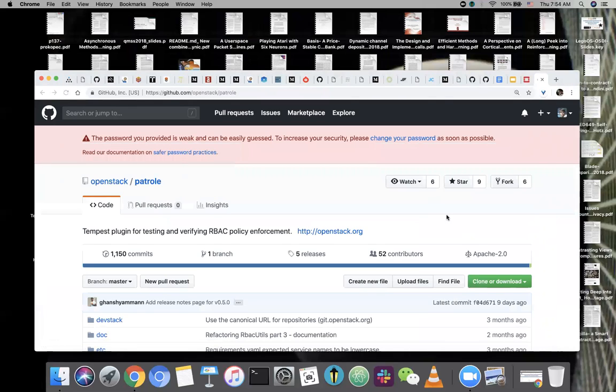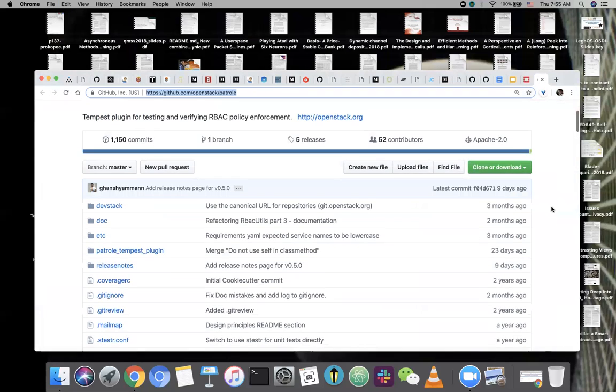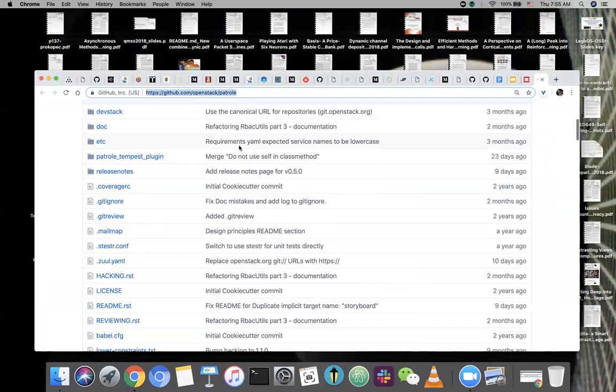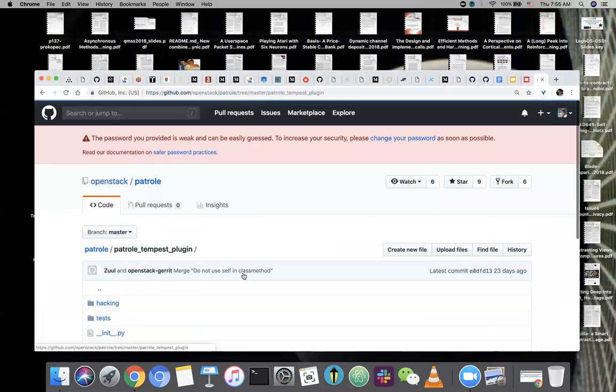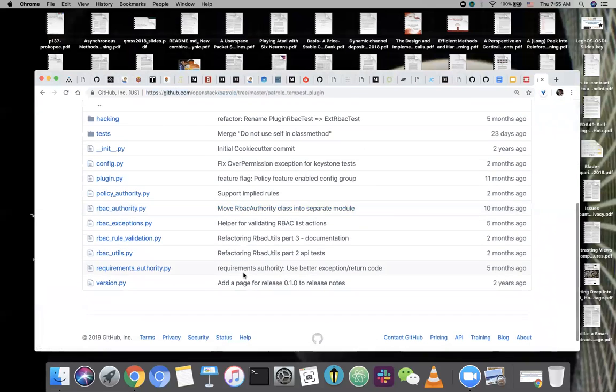Lens? Not that I'm entirely aware of. I would need to go dig. Okay. So Patrol is part of Tempest? Yeah, Tempest plugin. It's a plugin that is purely focused on protection testing.